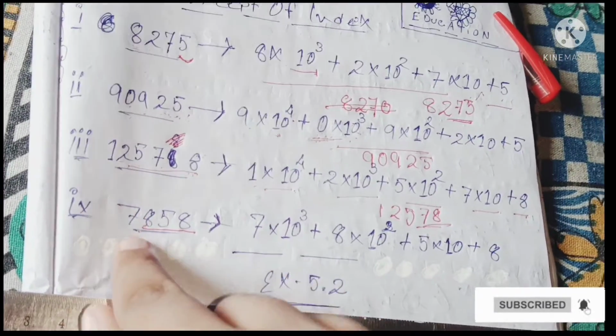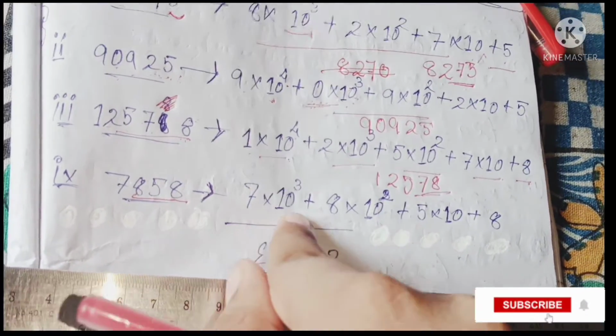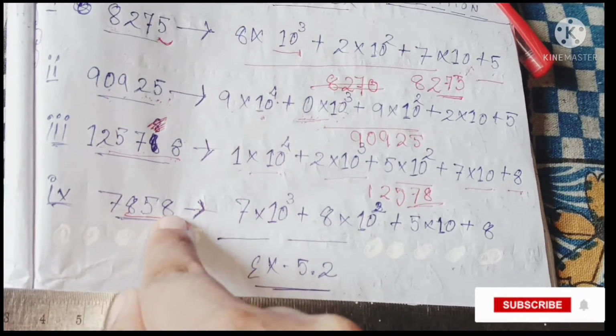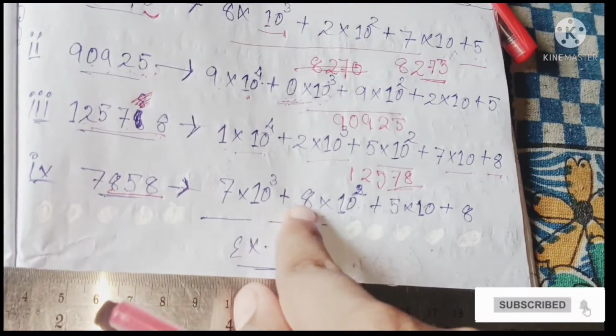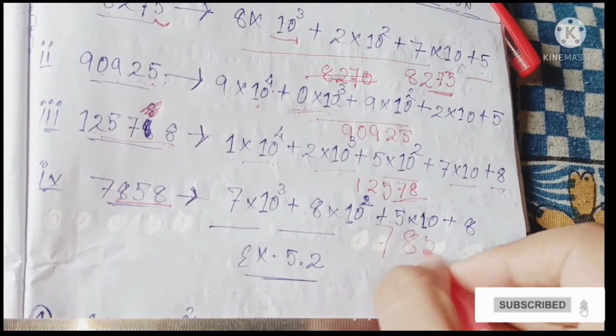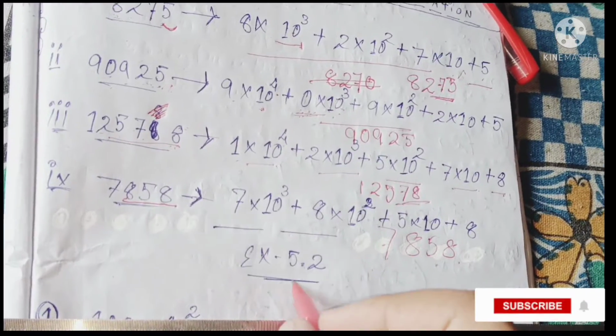1, 2, 3. So 7 should be multiplied by 10 to the power 3, or 10 cube, because the ones place, you can see, is 3, remaining 858 only. Okay, now 8 into 10 square plus 5 into 10 plus 8 gives us the result 7858. Okay, now we are shifting to exercise 5.2.